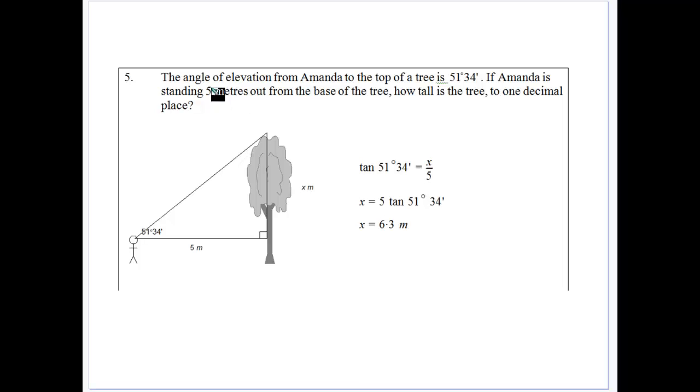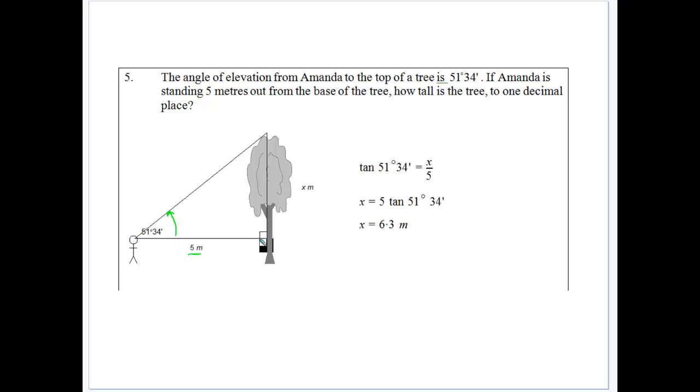This time we're talking about an angle of elevation from Amanda to the top of a tree is 51 degrees 34. There's Amanda, the angle of elevation. Remember, we look from the horizontal and then look at the angle that she has to look up. So it's how far up it goes, and it's 51 degrees 34 minutes. Now, she's standing 5 meters away from the tree. How tall is the tree?